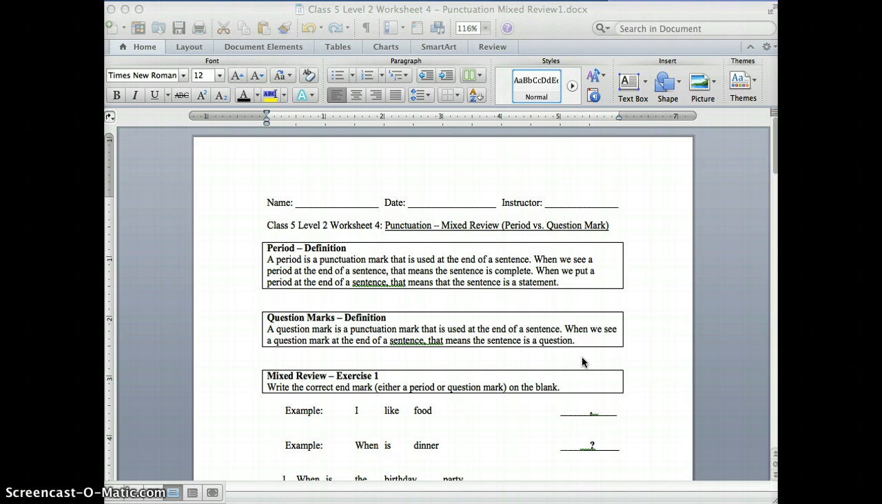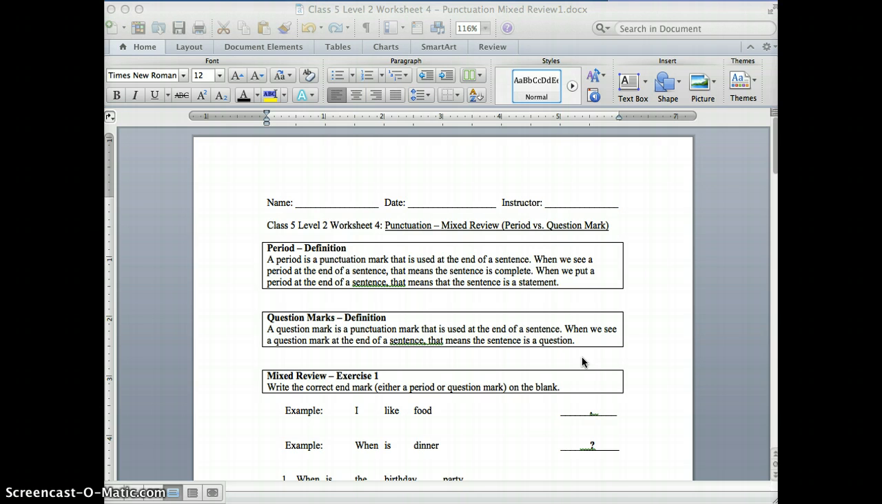But first, before we go ahead and do that, let's revise what a period is and then later what a question mark is. So a period is a punctuation mark that is used at the end of a sentence. And when we see a period at the end of a sentence, that means that the sentence is complete. So that means that the person who said the sentence or who wrote the sentence is now finished. When we put a period at the end of the sentence, that means that the sentence is a statement. What's a statement? A statement is not a question, but it's saying a fact or something that happened today. You're very sure of it, it's not a question. So that's what a statement is.